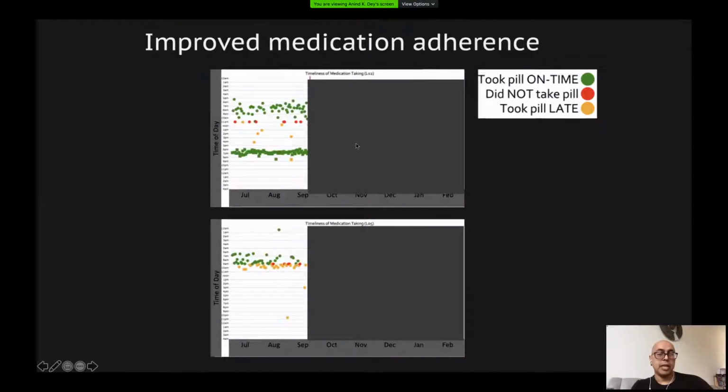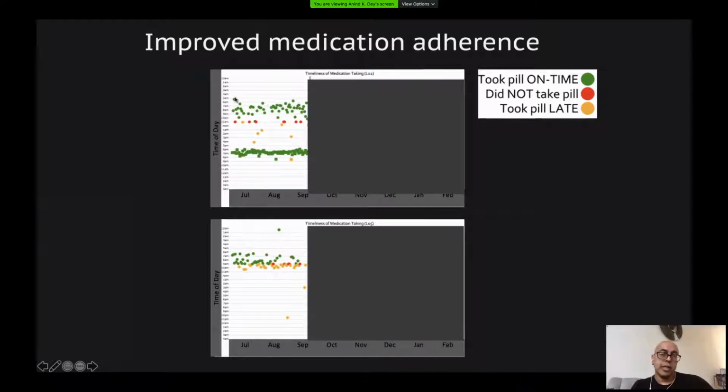On the top, you see a graph of participant 1, and on the bottom, you see a graph of participant 2. And what you see along the horizontal axis are months of the year. So this started in July and goes out to February, and each vertical line represents a day, starting at 12 a.m. and working down to 4 a.m. So you can see from here to here is a vertical day.